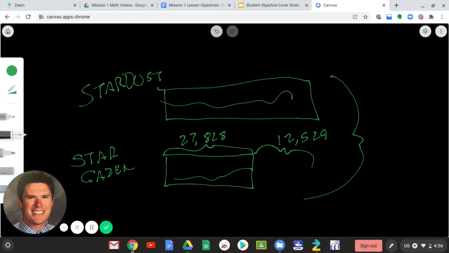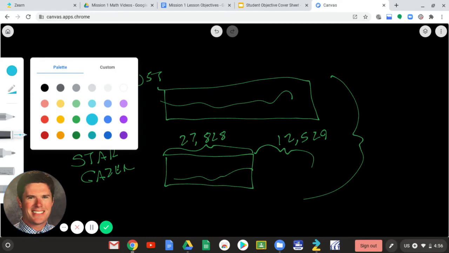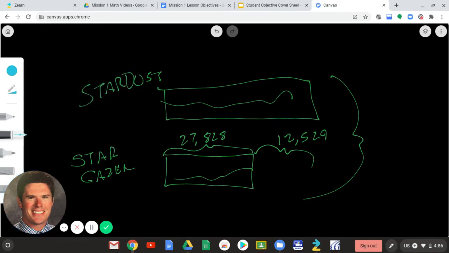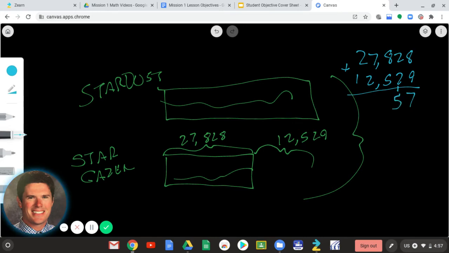Okay, so let's change colors here. That's what we're going to do. We're going to take 27,828 and we're going to add on 12,529. I'm going to add those. 9 plus 8 is 17. Carry the 1. 2 plus 2 is 4, plus that 1 I carried is 5. 8 plus 5 is 13. I'm going to carry the 1. 7 plus 2 is 9, plus that 1 I carried is 10. Carry the 1. 2 plus 1 is 3, plus 1 is 4.